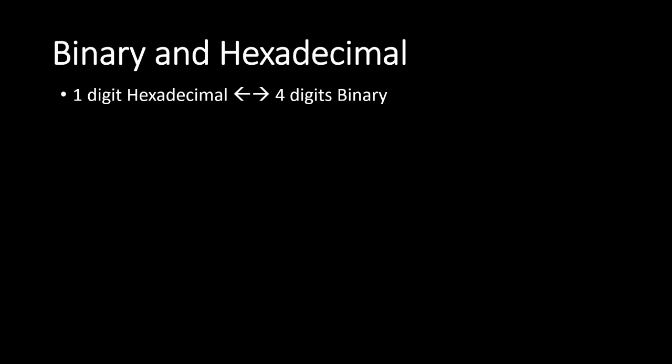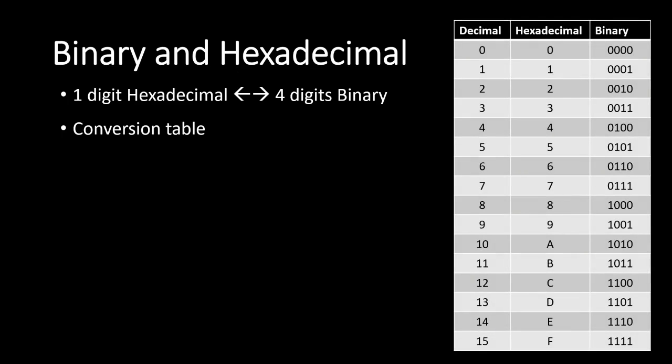These two systems are compatible with each other. 1-digit hexadecimal is converted into 4 digits binary and vice versa, which means 4 digits binary are converted into 1-digit hexadecimal. We can use this conversion table, which can be generated easily by converting decimal to hexadecimal to binary. So let's take an example.